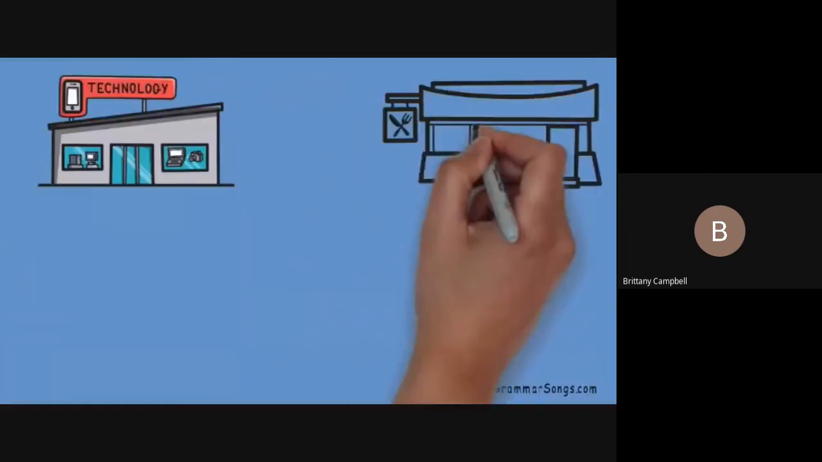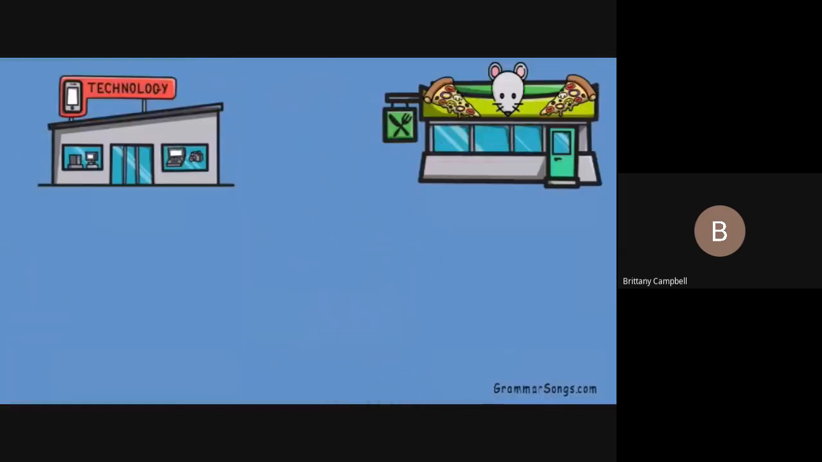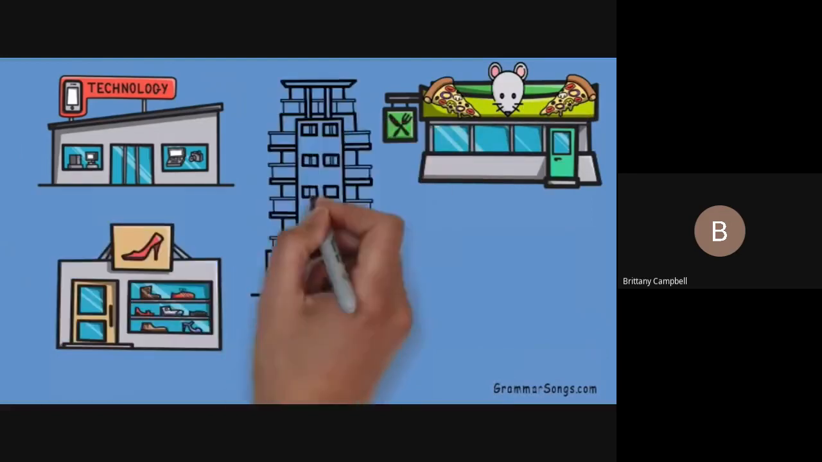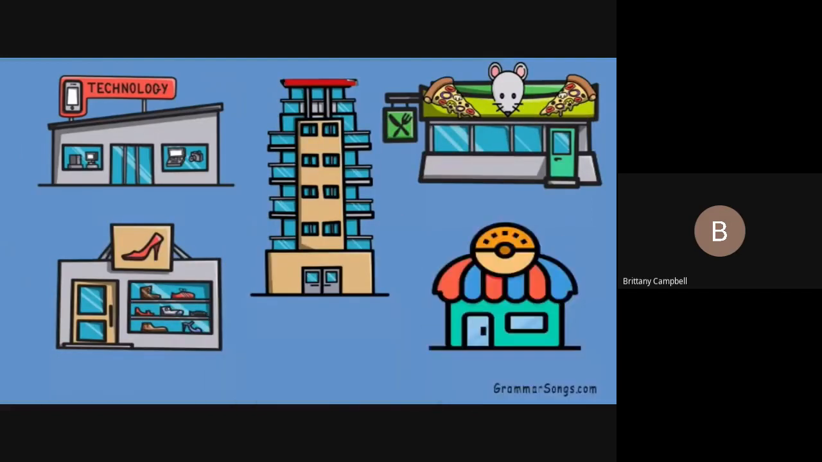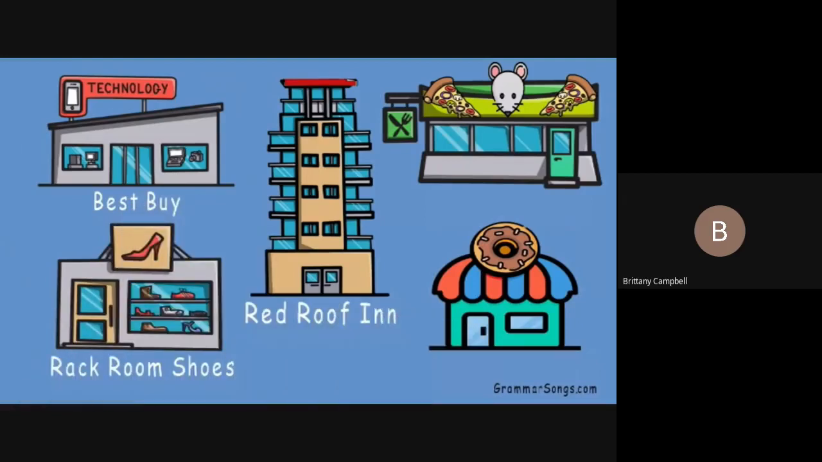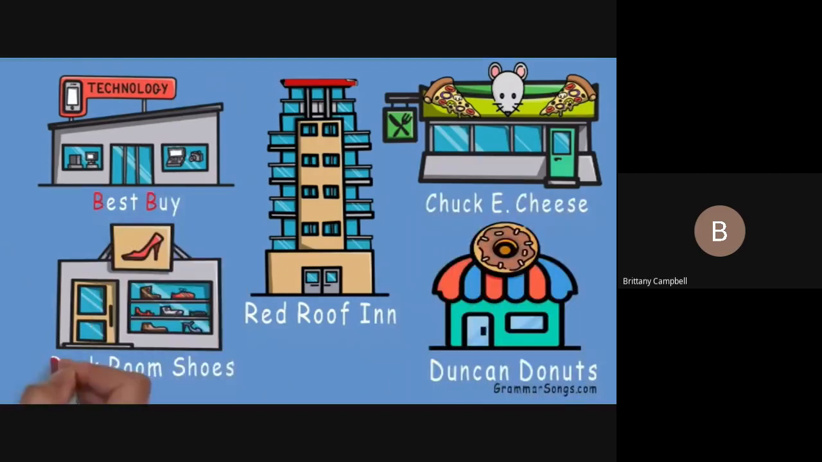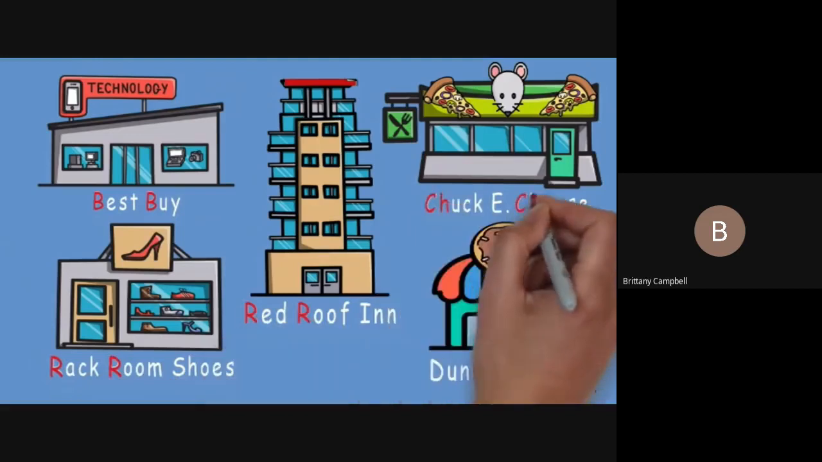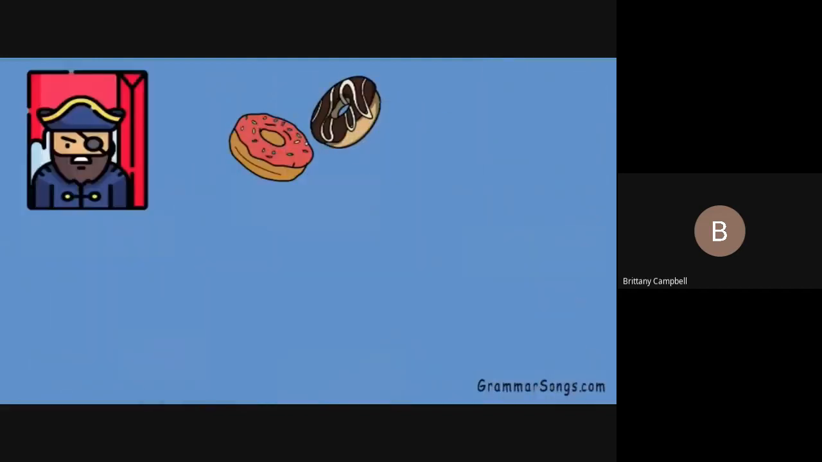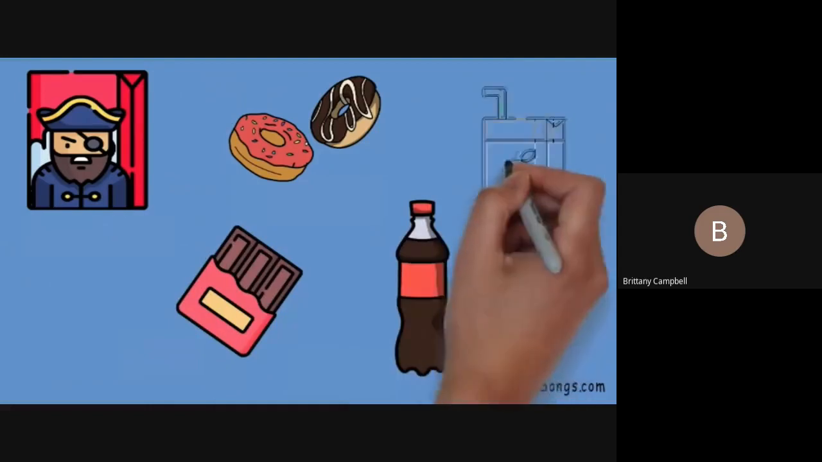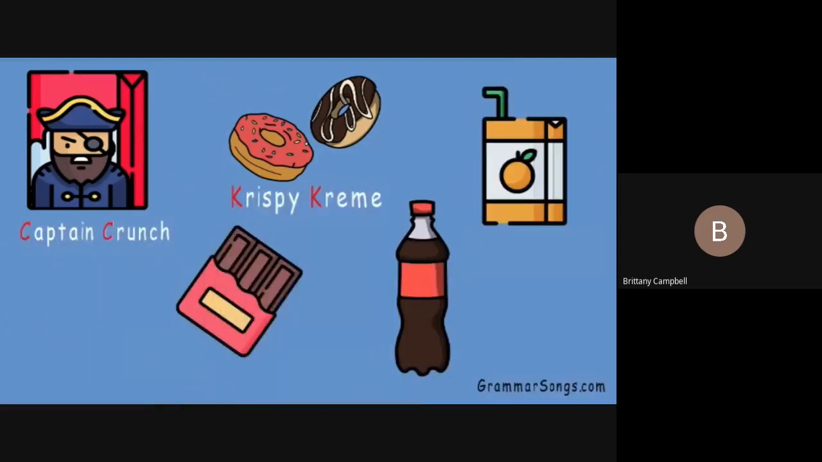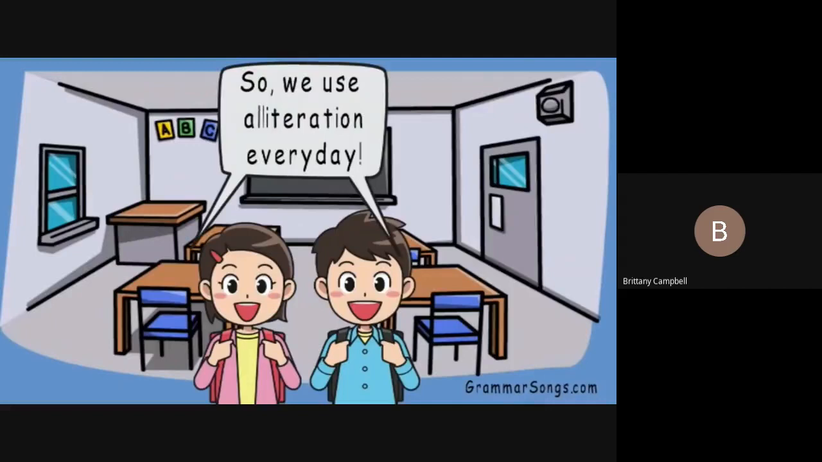Alliteration is also used as a marketing tool because the repetition of sound can make products and businesses so memorable. You have probably heard of stores like Best Buy and Rack Room Shoes, hotels like the Red Roof Inn, and restaurants like Chuck E. Cheese and Dunkin' Donuts. The alliteration or repetition of initial sounds is apparent. There are examples of alliteration every day in products we see, like Captain Crunch, Krispy Kreme, Kit Kat, Coca-Cola, and Minute Maid, just to name a few. So we use alliteration every day.